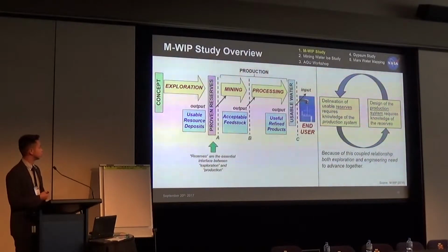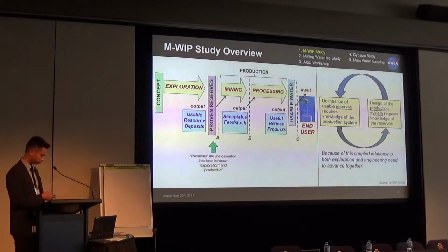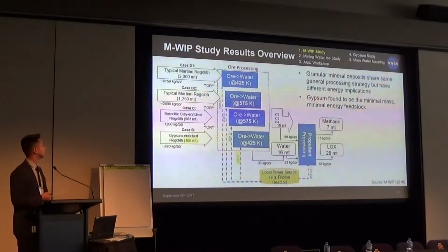Designing the production system itself requires understanding what's already there. So you have this coupled problem where you need to both design your ISRU system and, at the same time, in parallel, improve the fidelity of your understanding of what's available and what's accessible. And so that's why we've looked at those two sides of that coin. Those were the red and the blue classes of studies that I showed in the previous slide.